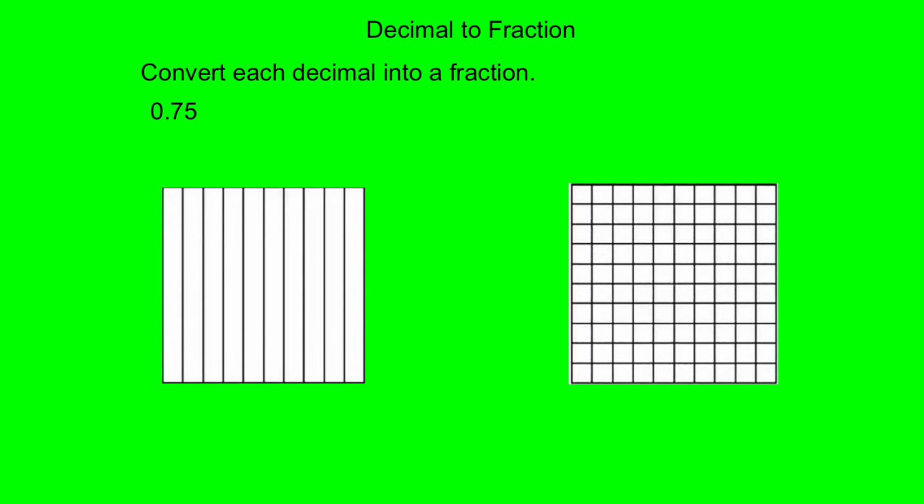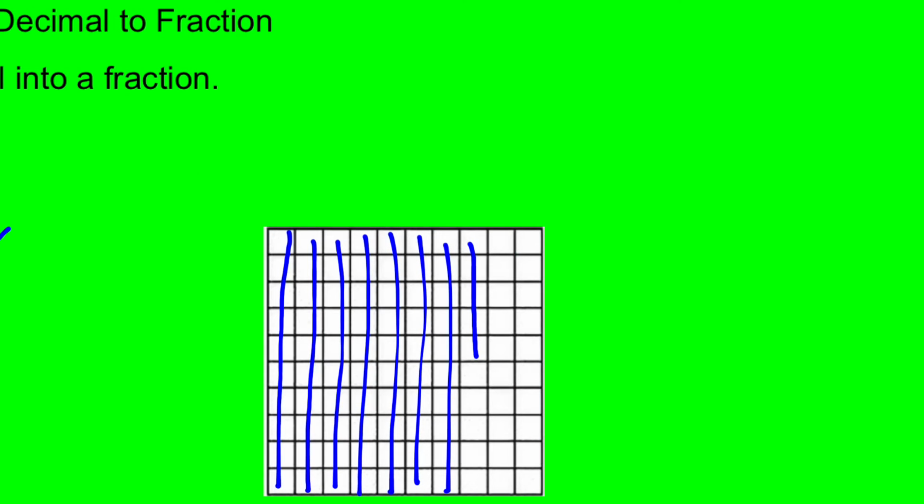The next one we looked at was 75 hundredths. Now we can't represent 75 on this tenths grid, but we can represent it on this hundreds grid. Since it's 75 hundredths, we could shade in 75 squares: 50, 60, 70, and 1, 2, 3, 4, 5. So there'd be 100 squares there, and we have shaded in 75 for 75 out of 100.